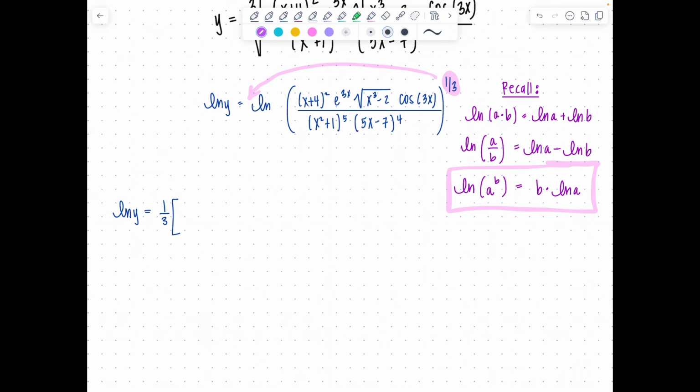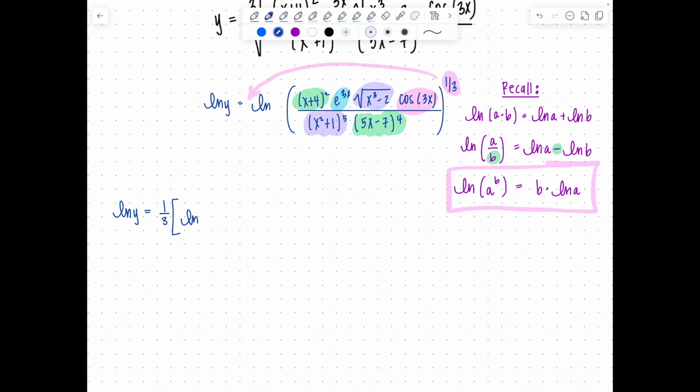So notice in the numerator, I have 1, 2, 3, 4 terms. Okay, so I'm going to have 4 natural logs added together, and then everything from the denominator will be subtracted, because basically all of the terms that come from the denominator have negative exponents essentially, and so you have negatives in front of all of those when expanding.